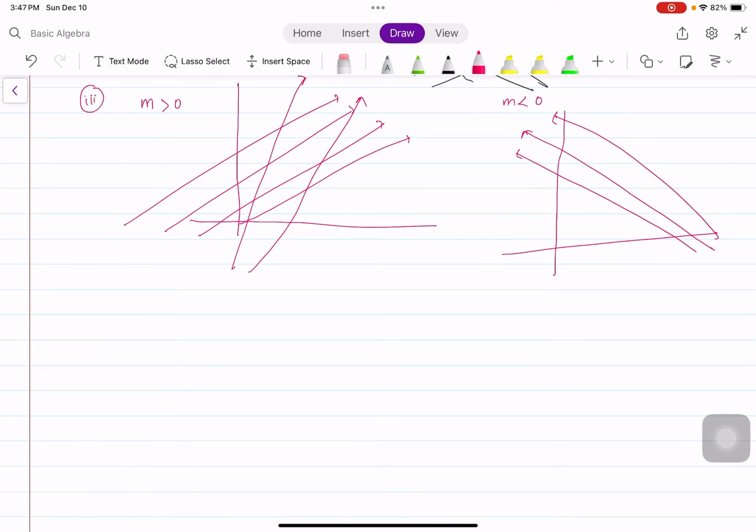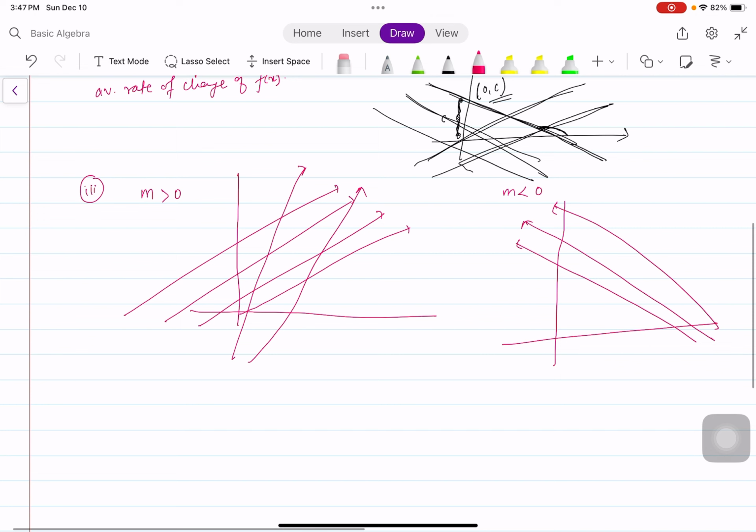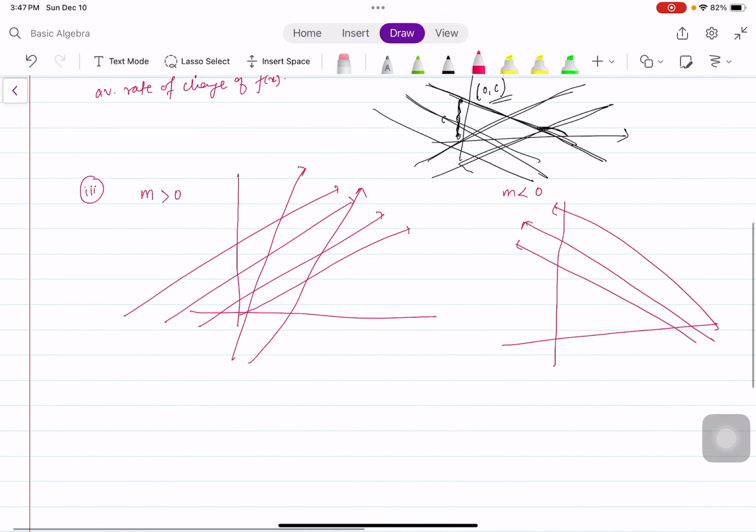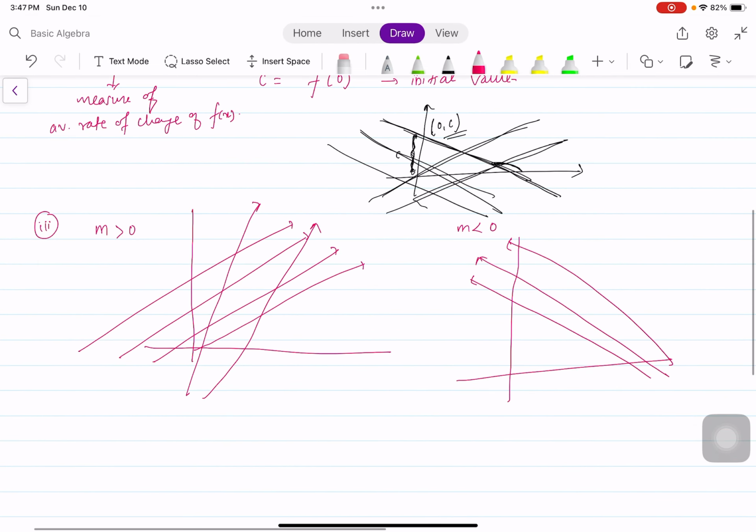And finally, what is the important point to notice about it? Here, if m is positive, the graph will rise. Wherever you start, the graph is rising from left to right. And the graph is falling here.